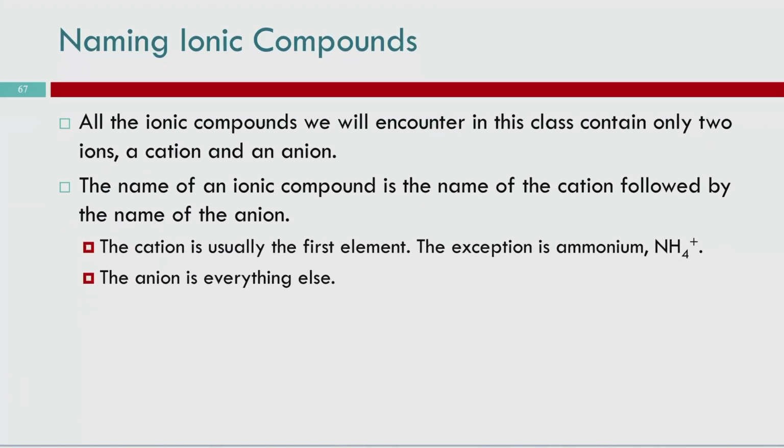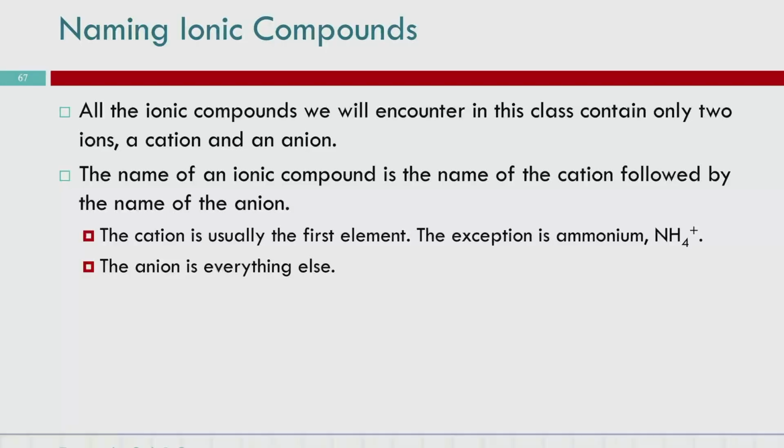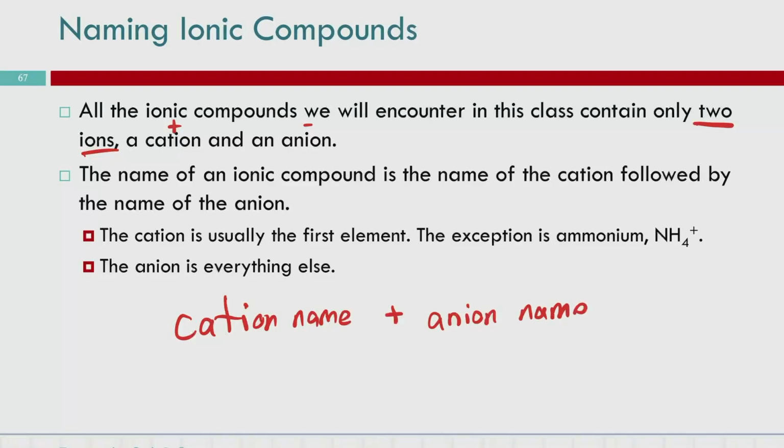Okay, so naming ionic compounds. When we are naming ionic compounds in this class, there are always going to be only 2 ions. We'll have our cation, which is positive, and our anion, which is negative. The name of the ionic compound is cation name plus anion name. It's as simple as smush them together. You just take off the ion part.